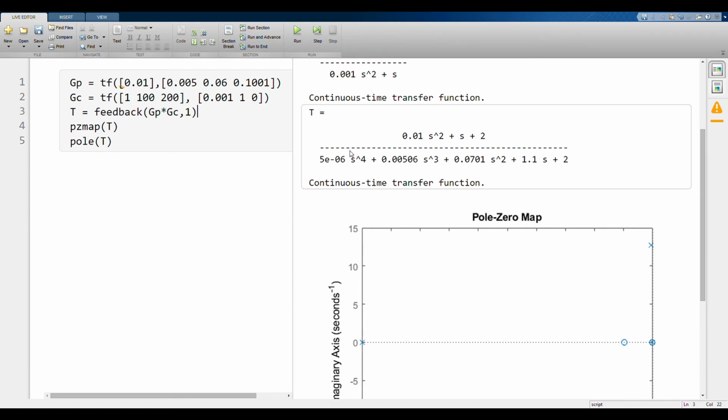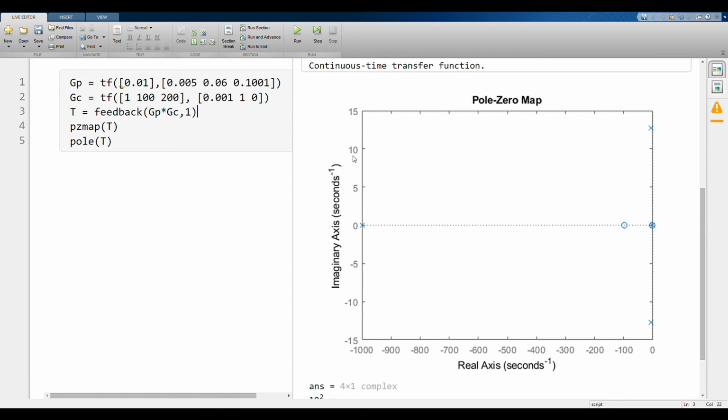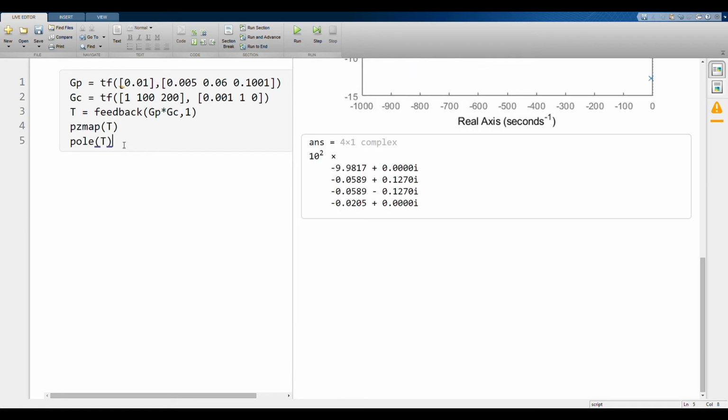In order to check whether the closed loop system is BIBO stable or not, we can plot the location of the poles and zeros of the closed loop system with this command. PZMap of T gives us this plot of the poles and zeros, and you can see that all of them are located in the left half plane. If you want, you can also have a closer look at the exact location of the poles of the system. And as you see here, all the 4 poles that we have for the closed loop system have negative real part. And this means that our closed loop system is BIBO stable.